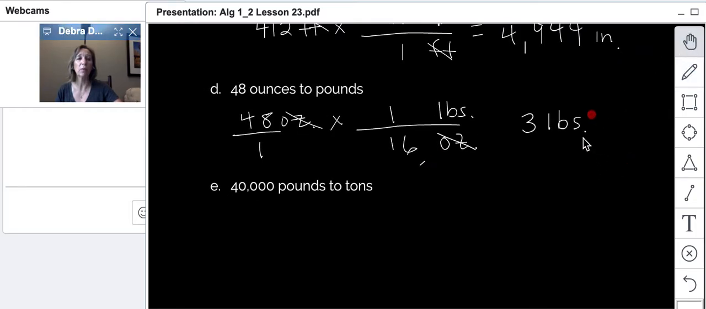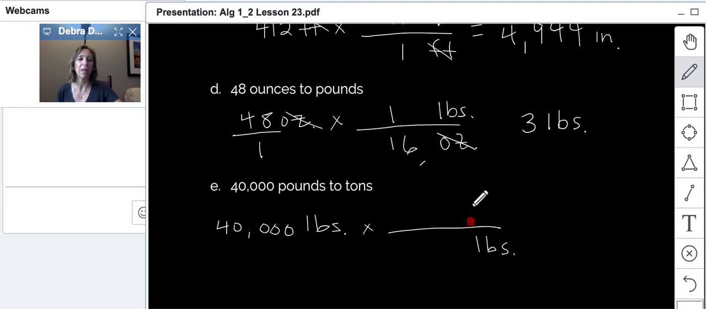All right, let's do one more. That's all I have for you, I think. We'll see. We have 40,000 pounds, and we're going to go into tons. So here we go. And the pounds are going to go in the denominator, and the tons are going to go in the numerator, because we need this to be diagonal and we want to end up with tons. So there's 2,000 pounds in 1 ton.